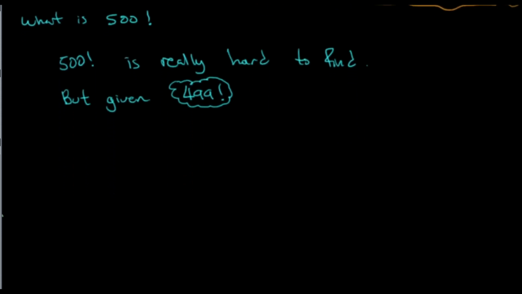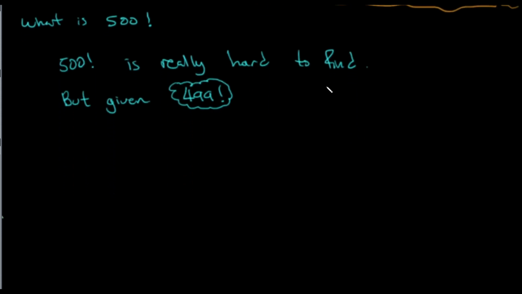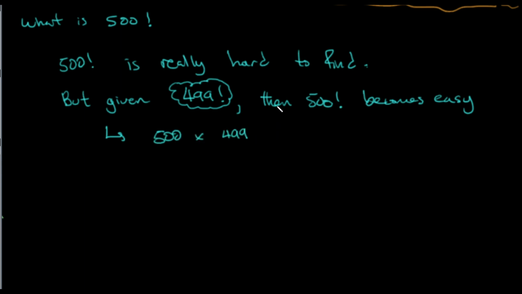So we could apply that same observation here and say that even though 500 factorial is really hard to find, if we were somehow given 499 factorial, then 500 factorial now becomes easy. Right? And it becomes easy in the sense that we would just calculate 500 times 499 factorial equals our desired outcome.